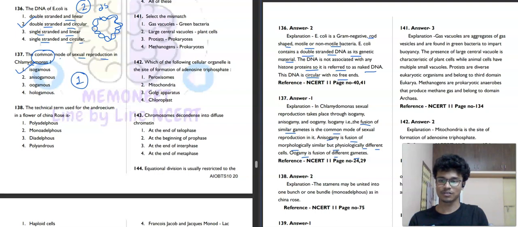Now moving towards the next question, it is saying that the technical term used for the androecium in a flower of China rose is polyadelphous, monoadelphous, diadelphous, or polyandrous. So basically here, 138, the stamens may be united into one bunch or one bundle in China rose. That's why it will be called monoadelphous. The second option will be our correct answer for this question.